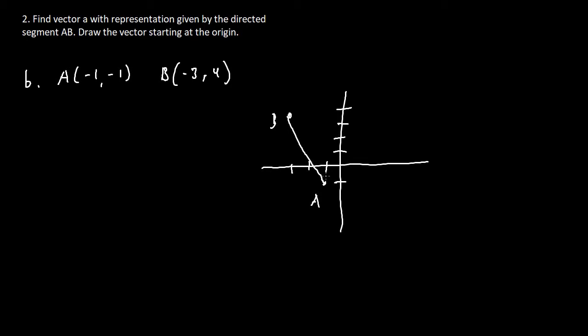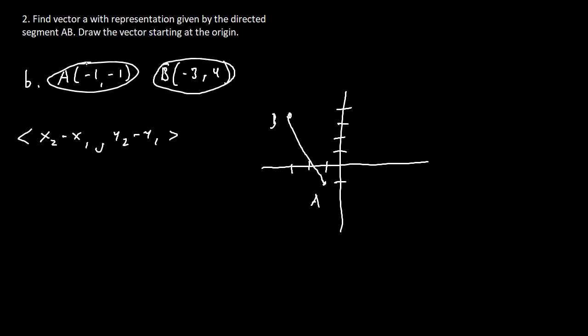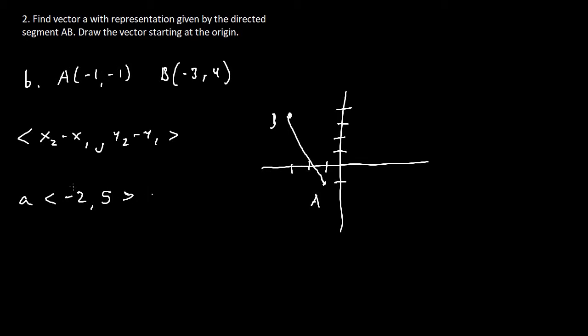Now if I were to find vector A first, remember the component formula here is ⟨x2 minus x1, y2 minus y1⟩. So B is the second set of points and A is the first set of points. So we'll take the second, or x2, which is negative 3, minus x1, so negative 1, which is the same thing as adding 1. So negative 3 plus 1 will give us negative 2. And then we take y2 minus y1, so 4 minus a negative 1, or in other words 4 plus 1, which is 5. So those are the components of vector A.